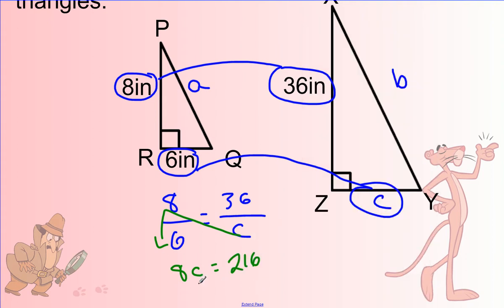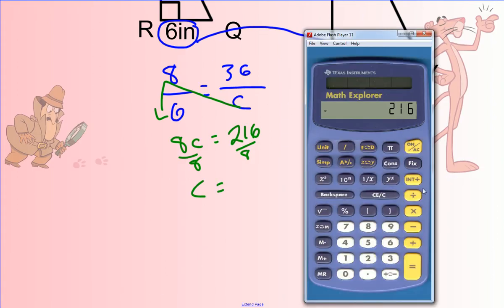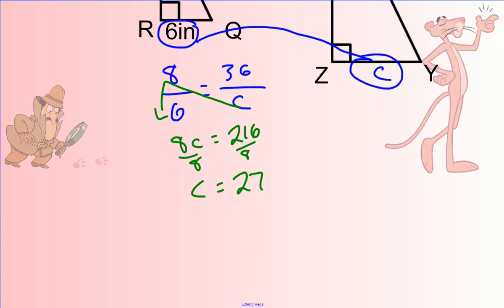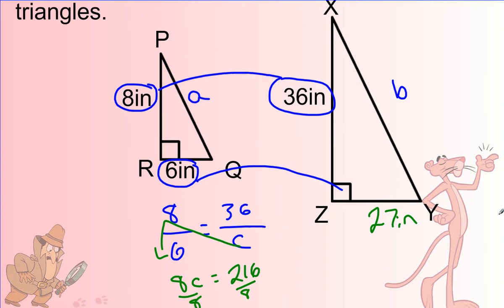216. Divide by 8 on both sides, and C equals 216 divided by 8, which equals 27. Does that make sense? Yeah, it looks like it fits roughly in the picture. So this side C, I now know is 27 inches. All right, one side down, two to go.